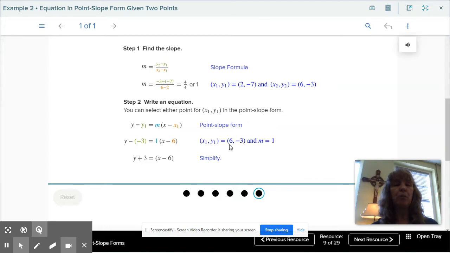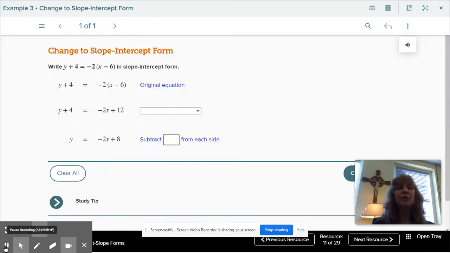They've chosen x1 and y1, and then simplify it. Really, all they did was change this from a negative to a positive. They simplified it. All right, so here's another way to look at it. You have to be able to switch equations periodically.